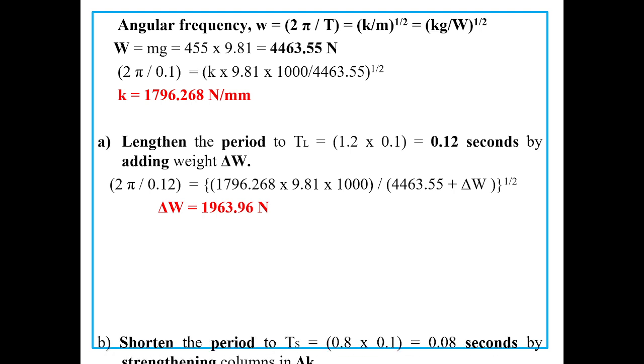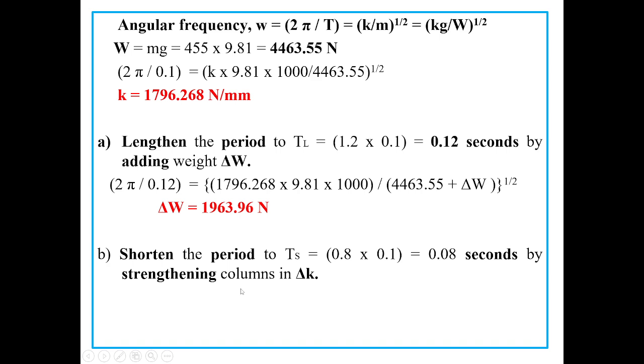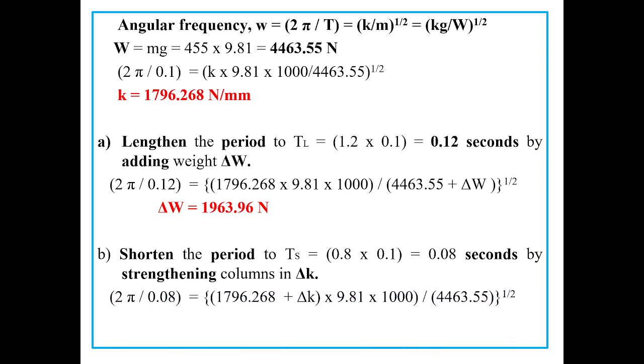Now case B, we have to shorten the period by 20%. So it is 0.8 into 1/10 of a second, that is 0.8 into 0.1, that is 0.08 seconds. How we do it? By strengthening the columns in delta K. That means we are increasing the stiffness of the columns. That is called a strengthening of column. Again we use the same formula, that is 2 pi by T is square root of kg by W.